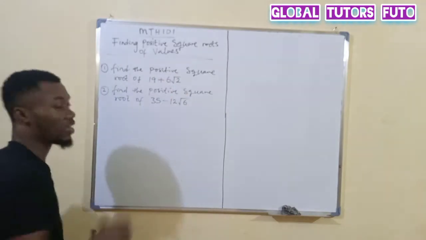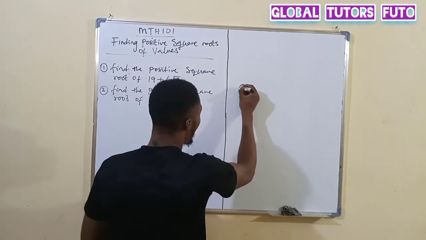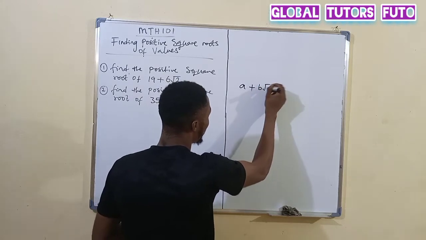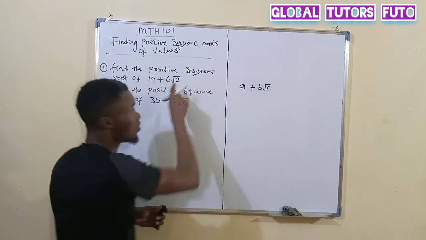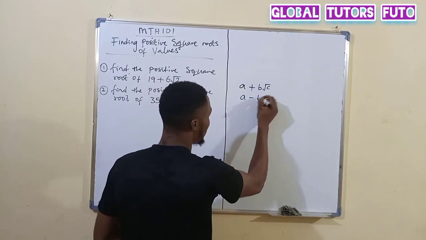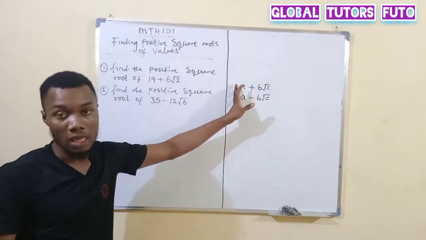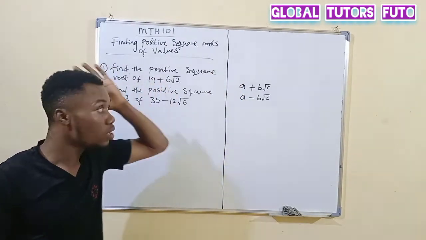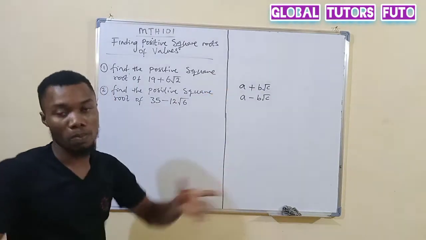So how do we simplify this? Now this question can come in two ways. It is either of the form a plus b root c, where any number can be used for c, or it can be in this form a minus b root c. So these are the only two ways it can come out. Okay, so now if it is of this form, how do you solve it? And if it is of this form, how do you solve it?